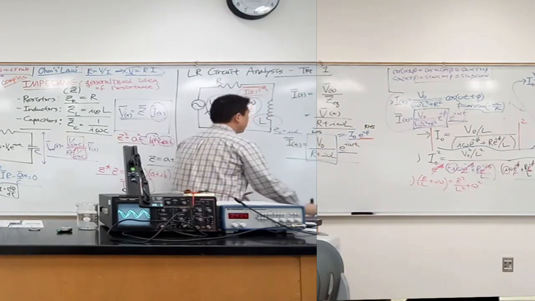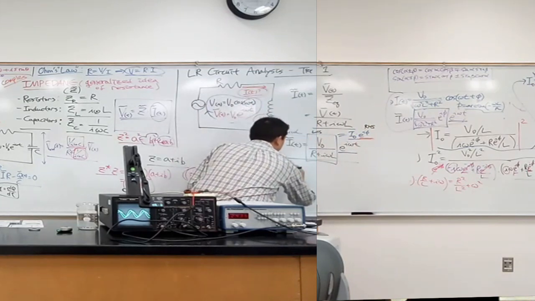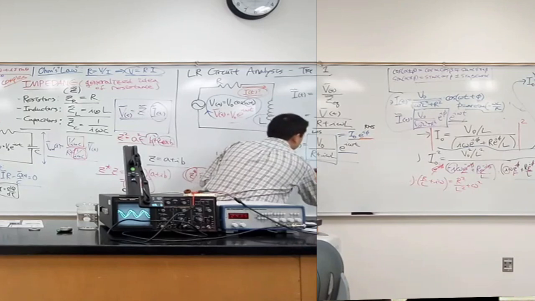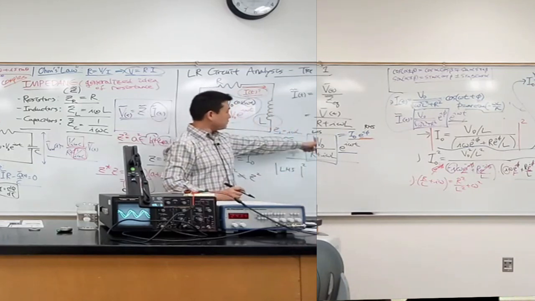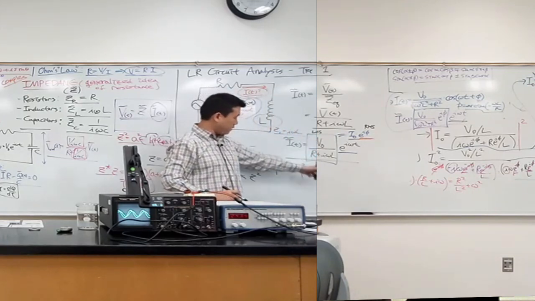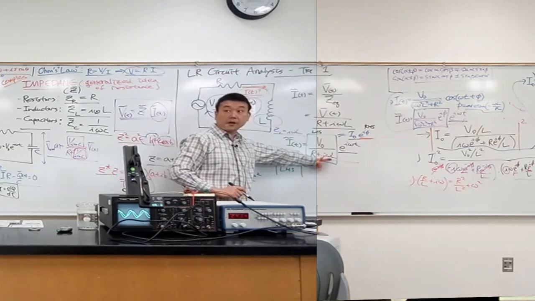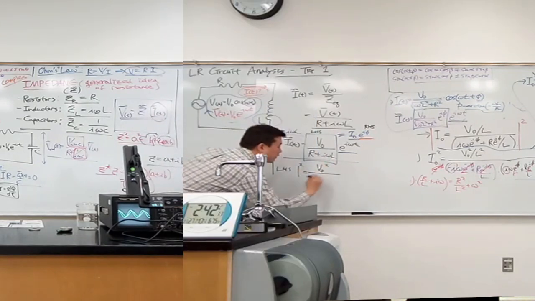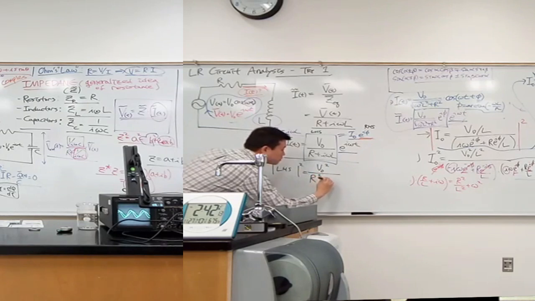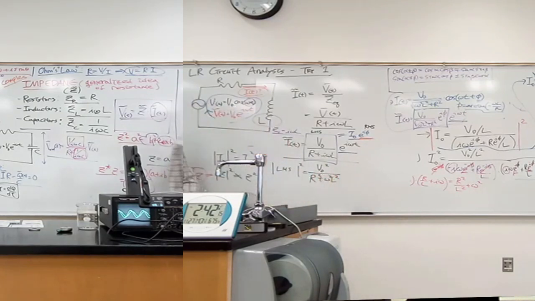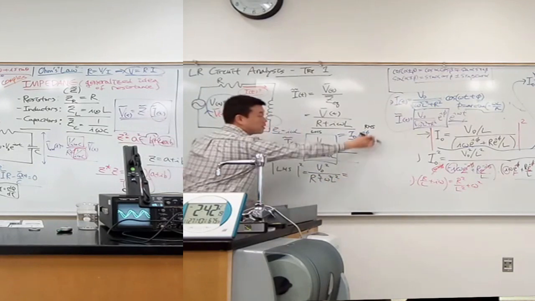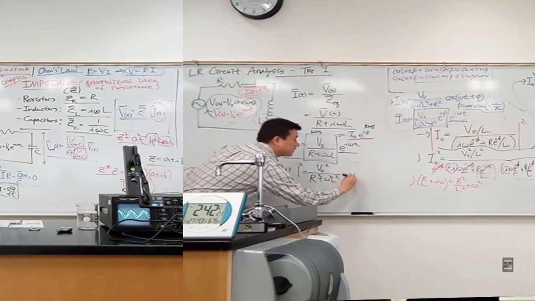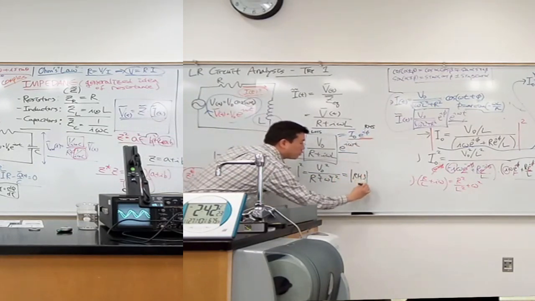So I'm going to take the absolute value squared of the left-hand side, and when I do that, it's V naught over, this is the real and imaginary part, so it'll be V naught squared over R squared plus omega squared L squared. We say that's equal to the right-hand side, modulus squared.